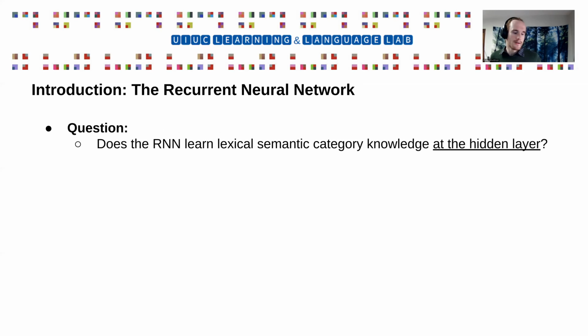So the question now is, okay, we have a powerful model that can do lots of stuff. Can it learn semantic category knowledge at the hidden layer? We have to demonstrate that it learns semantic category knowledge, because without that, it's basically worthless for modeling DECAF. DECAF rests on the crucial assumption that the model learns something about lexical semantic category knowledge here.